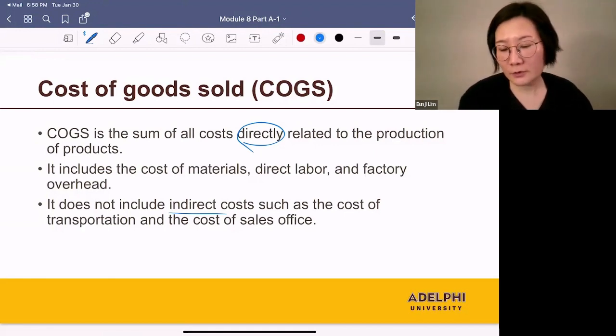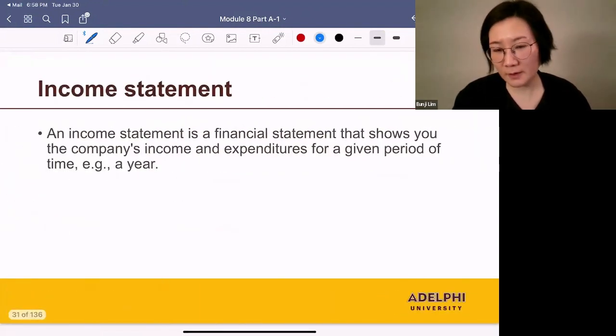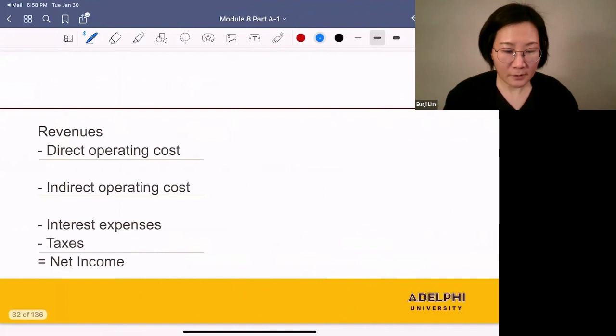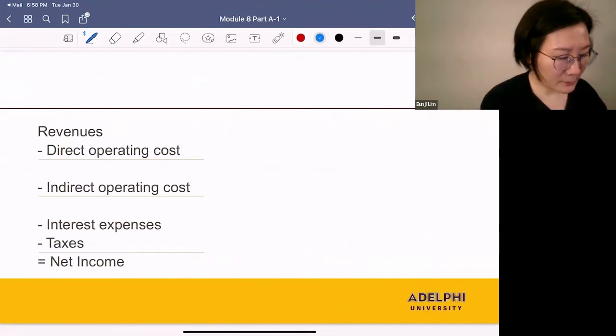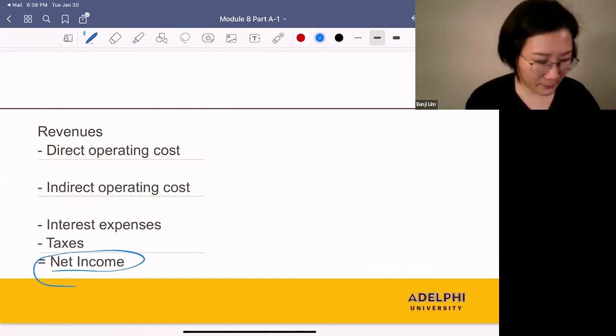So why do we need to compute this? We can use COGS in the income statement. So what's an income statement? An income statement is a financial statement that shows you the company's income and expenditures for a given period of time, typically a year. Here is a basic structure of an income statement. In the bottom line, we have the net income, which is the annual profit.